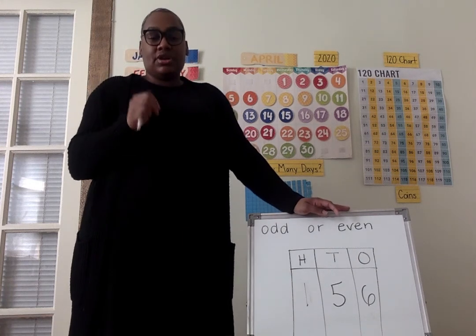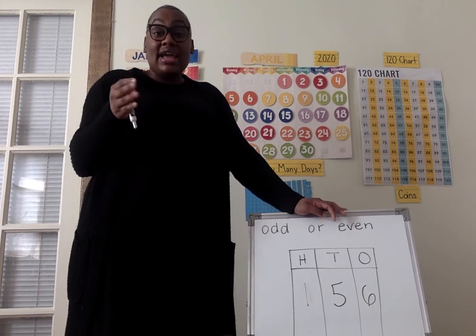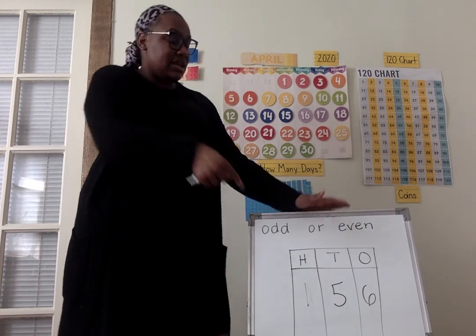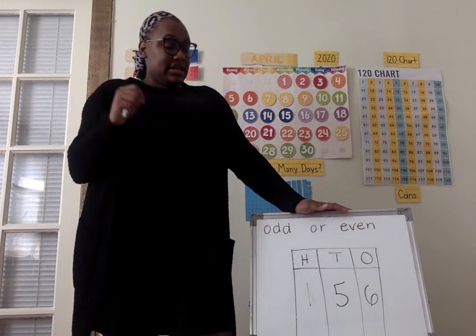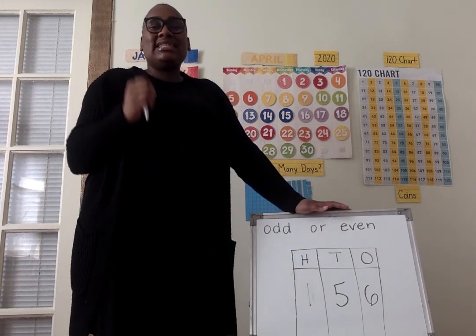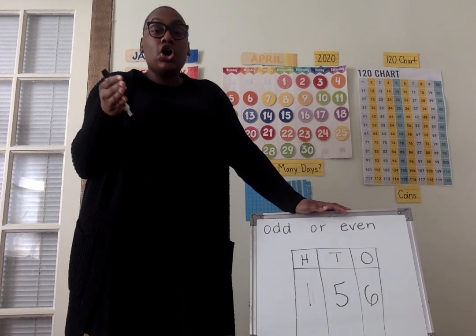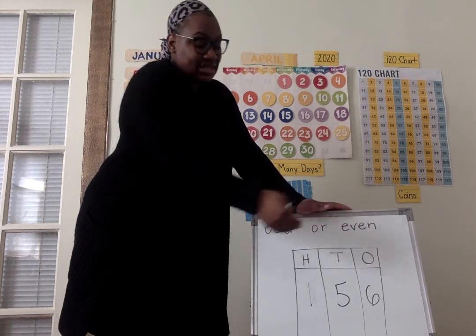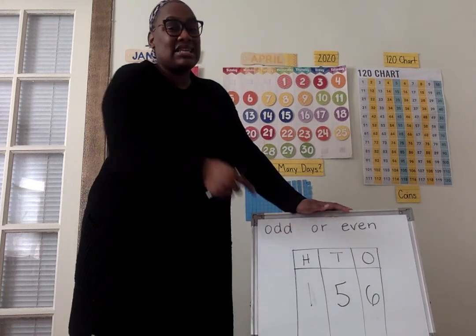How many 1s are in the number 156? That's right. There are 6 1s in the number 156 because there's a 6 in the 1s place. How many 10s are in the number 156? So smart. There's 5 tens in the number 156 because there's a 5 in the tens place.